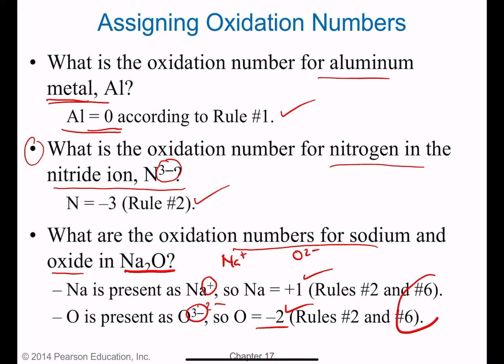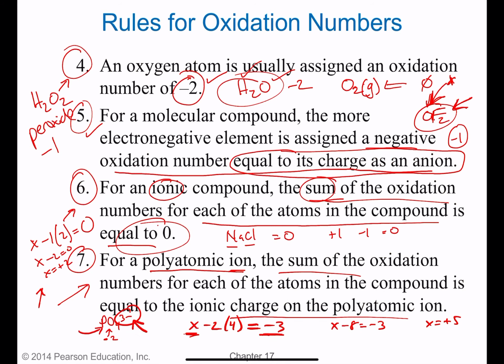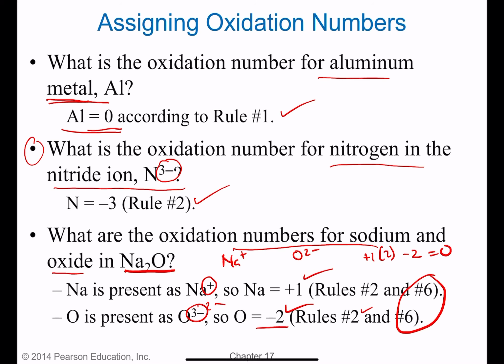So the rule number 6 was saying they have to sum to 0, and that checks out here because we'll have a +1 for sodium, and there's 2 of them, and then a -2 for oxygen, which is rule number 2. I think it was rule number 2. Oh no, it was rule number 4 talking about oxygen. But the point is it adds up to 0, which is what we needed because this is a neutral compound, so that works out.